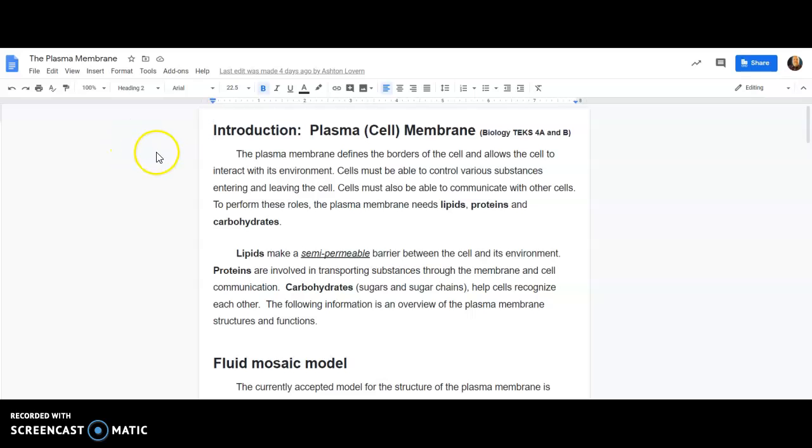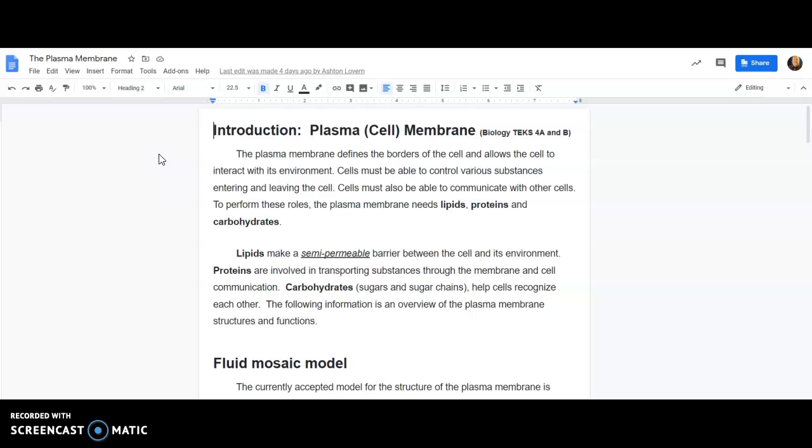The plasma membrane defines the borders of the cell and allows the cell to interact with its environment. Cells must be able to control various substances entering and leaving the cell. Cells must also be able to communicate with other cells. To perform these roles, the plasma membrane needs lipids, proteins, and carbohydrates.